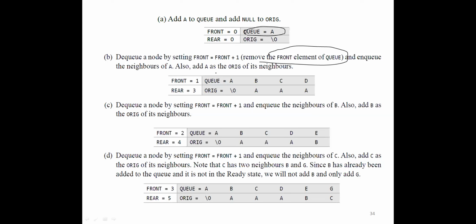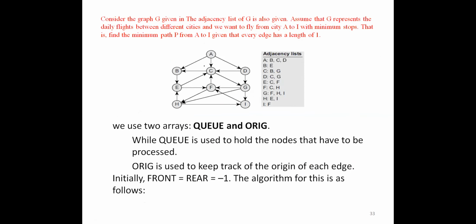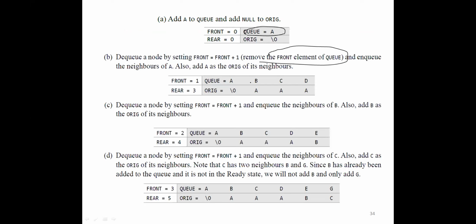Okay. So who are the neighbors of A? B, C, D. So once I come to know A, I'm enqueuing B, C, D. Okay, and I'm writing the origin. So who is the origin of B? A, right? Who is the origin of C? A. Who is the origin of D? A. So that's what is showing, right? Meanwhile you can change the value of front and rear, where it is pointing.